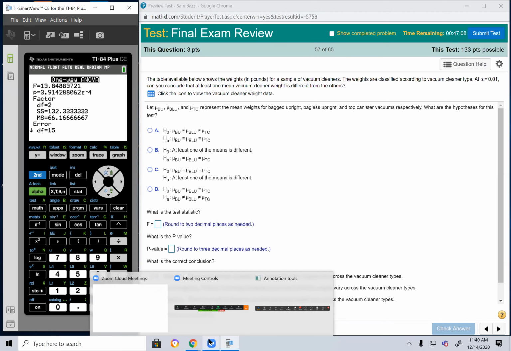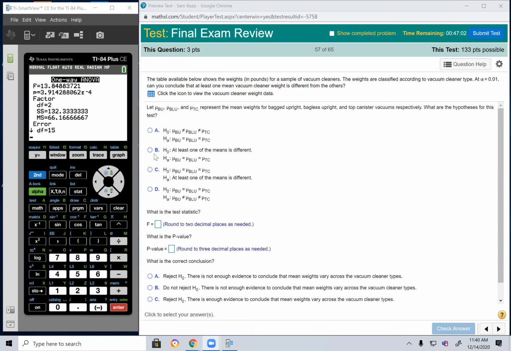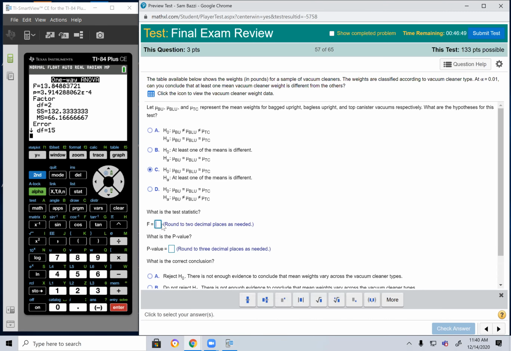I got everything I need. Now I can go back to this. Okay. As I told you, the null and the alternative don't change. Mu1 equals mu2 equals mu3. At least one mean is different. Where do you find this? You find it in C. What is the test statistic? We use an F distribution. It's 13.85.